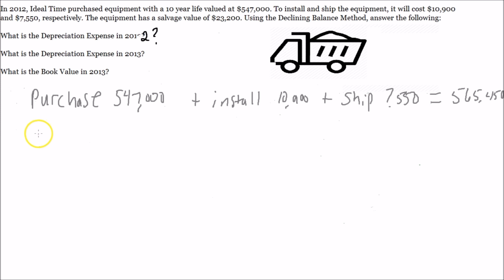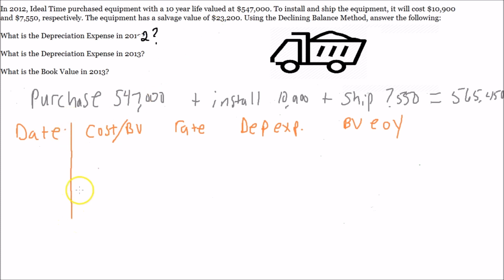Now, let me show you here this really cool chart that will make everything nice and neat. So I'm going to start with the date here. Then we'll have our cost slash book value, and you'll see what I mean. This is going to be our rate at what we depreciated at. Then we have our depreciation expense. Then from there, we're going to have our book value at the end of the year. Just like that. So this is a really cool chart that we're going to use here to figure out this problem.